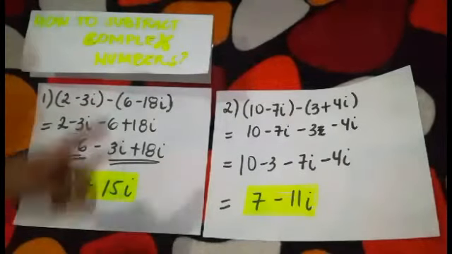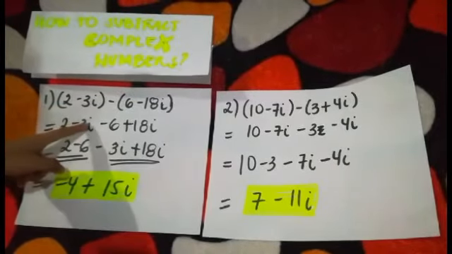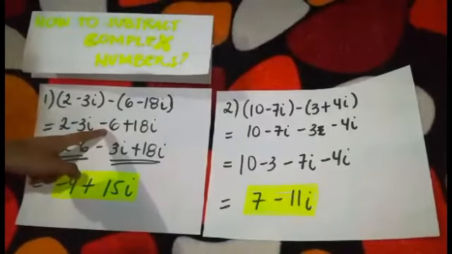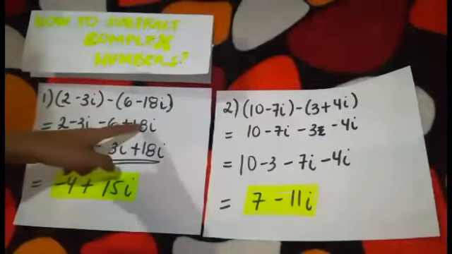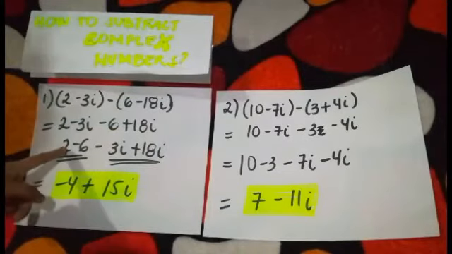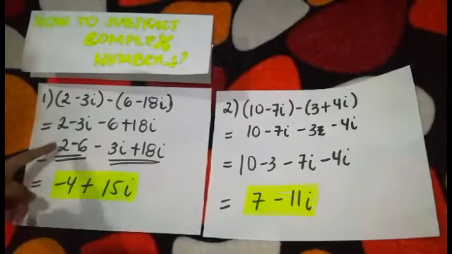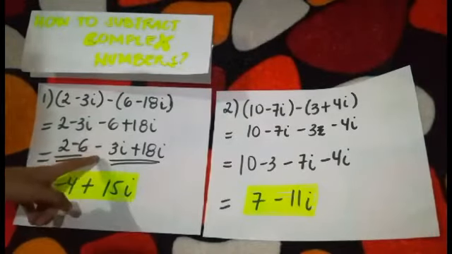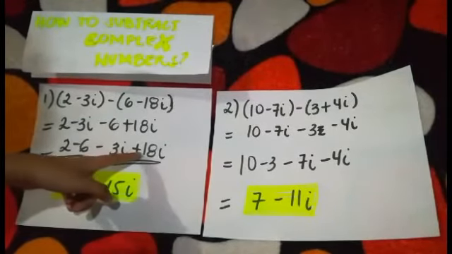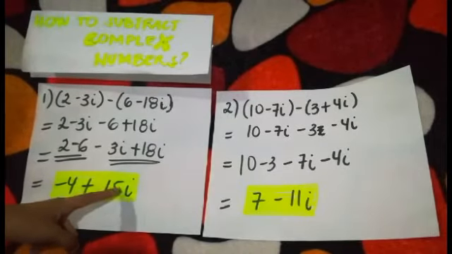First, we substitute this negative to this value. Then 2 minus 3i, negative 6, plus negative times negative positive 18i. So that's 2 minus 6 minus 3i plus 18i. 2 minus 6 is equal to negative 4. Negative 3i plus 18i is equal to positive 15i. So the answer is negative 4 plus 15i.